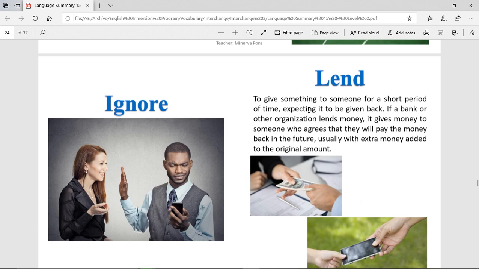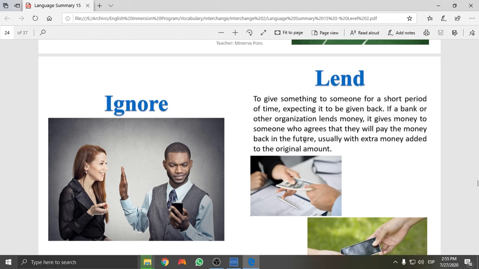Lend. To give something to someone for a short period of time, expecting it to be given back. If a bank or other organization lends money, it gives money to someone who agrees that they will pay the money back in the future, usually with extra money added to their original amount. Okay, very good.